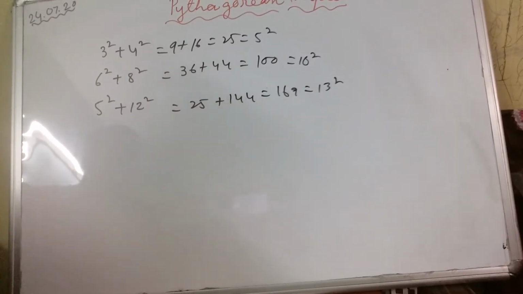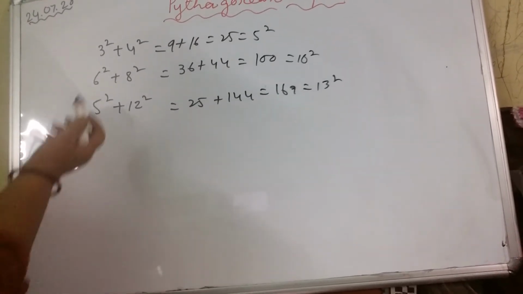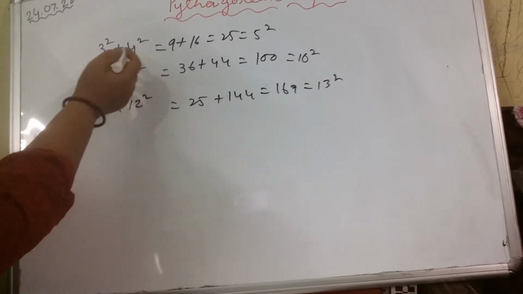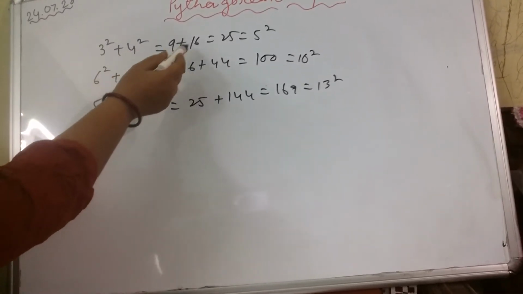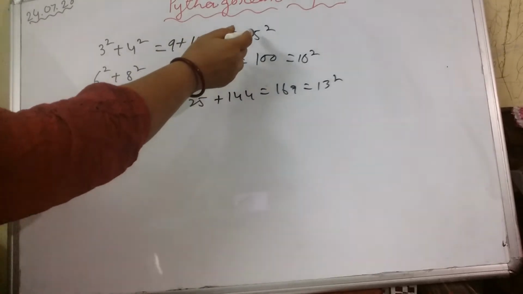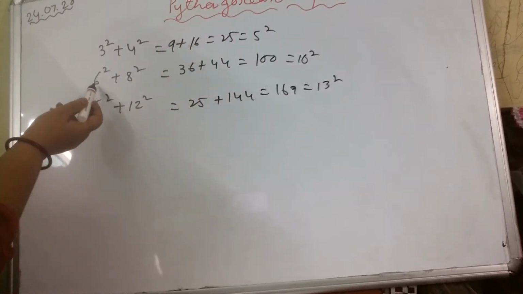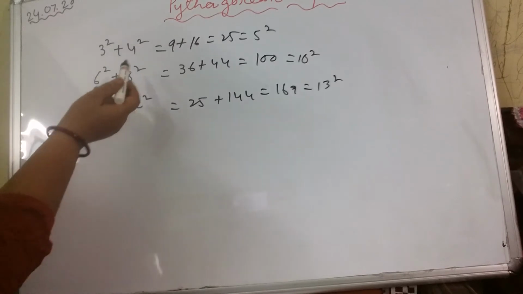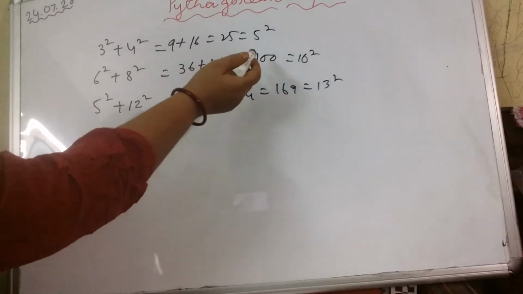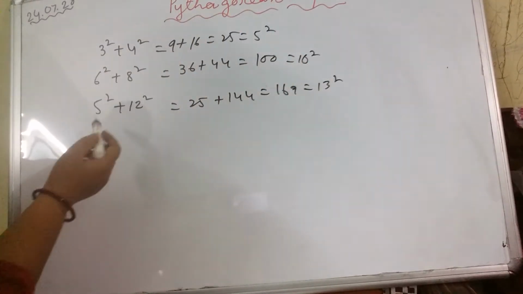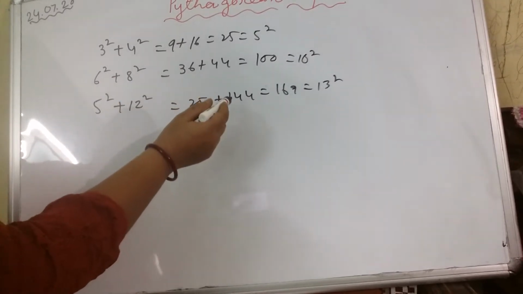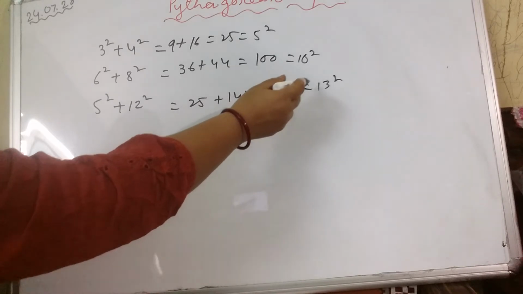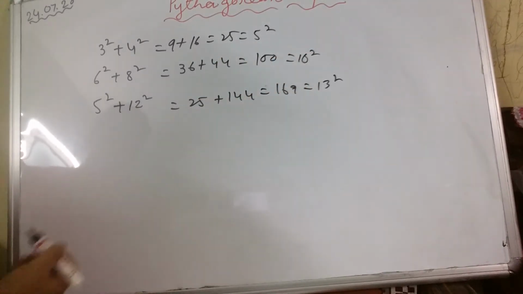Next we will talk about Pythagorean triplet. If you look at this carefully, what I have written: 3 square plus 4 square equals 9 plus 16 equals 25 equals 5 square. This is 6 square plus 8 square equals 36 plus 64 equals 100, that is 10 square. 5 square plus 12 square is 25 plus 144 equals 169, that is 13 square.